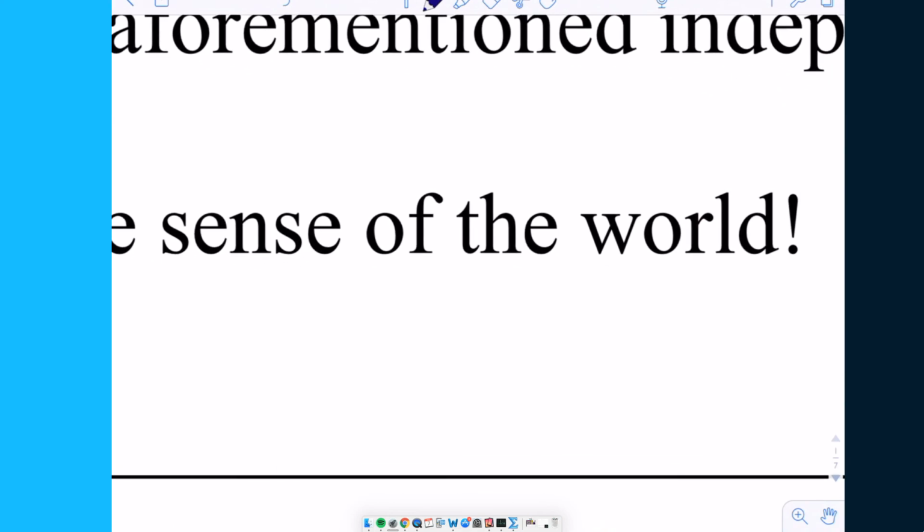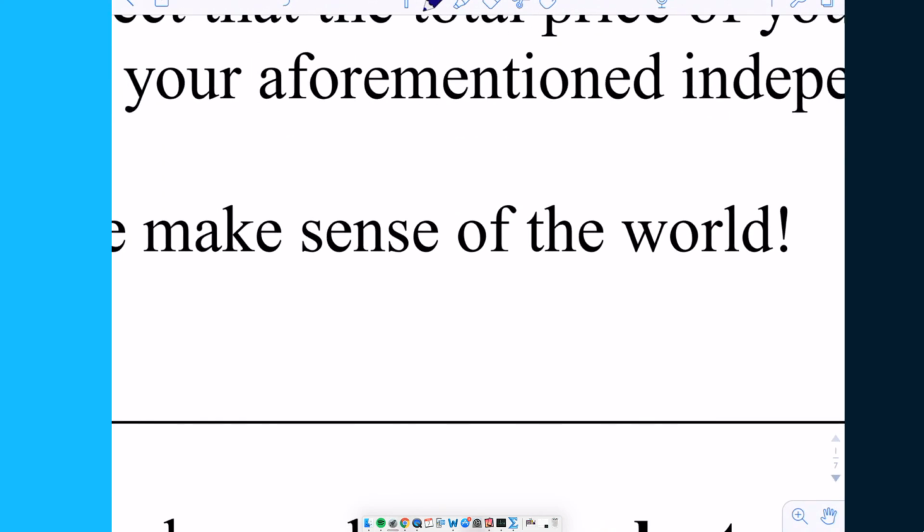Hey! That's how we make sense of the world. We'll see you tomorrow. Be ready for a quiz on wood chippers. You'll be disappointed if we don't have one.